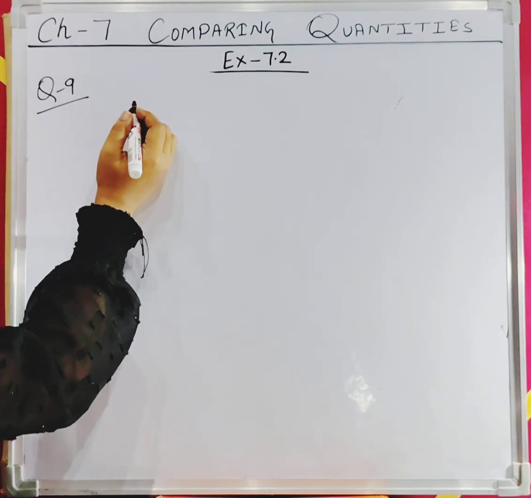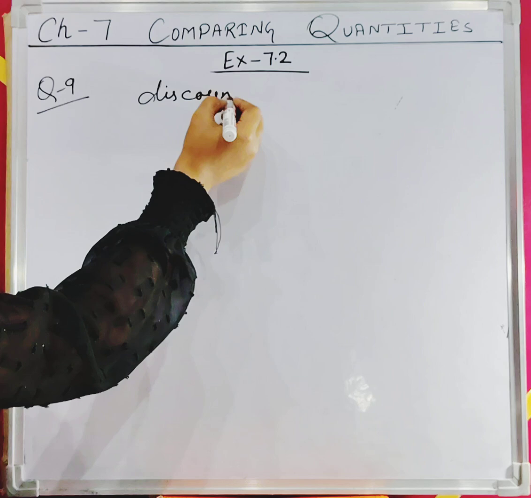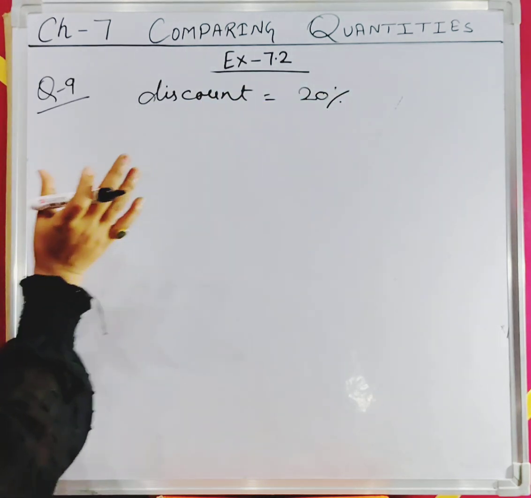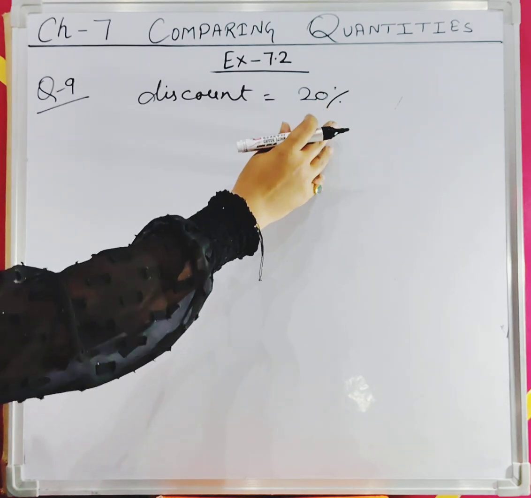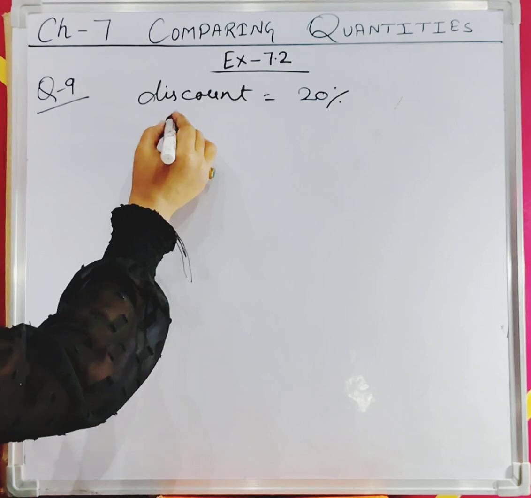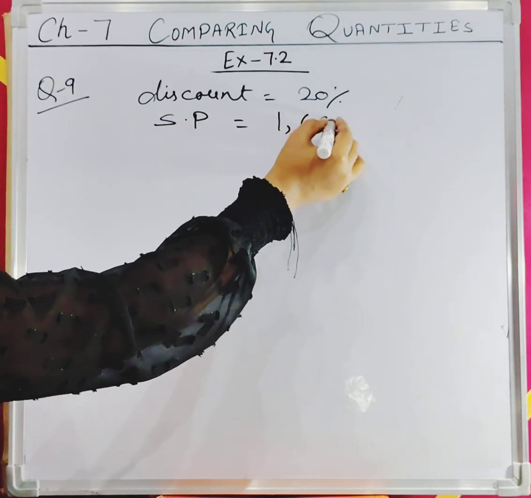Like, Arun bought a pair of skates that was in sale. So the discount that was given is 20%. So he bought those skates at 20% discount. If the amount he pays, so the selling price he just paid, is 1600 rupees.